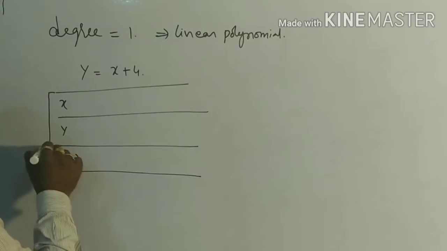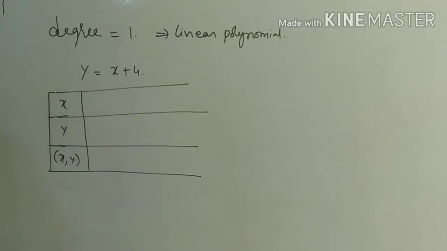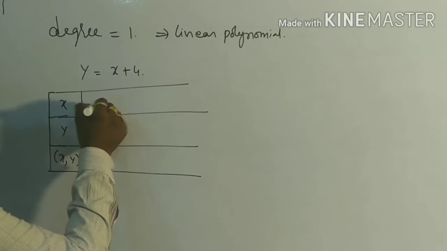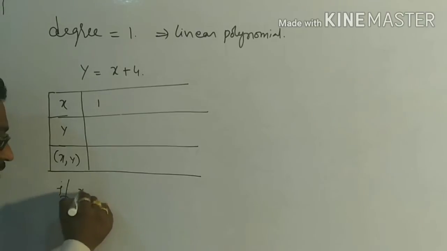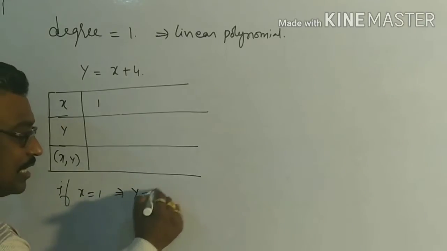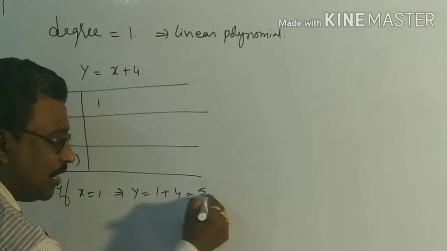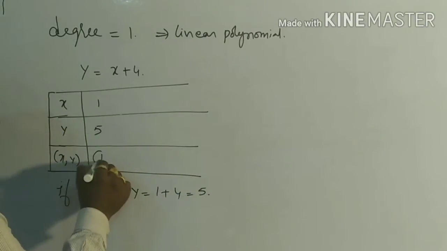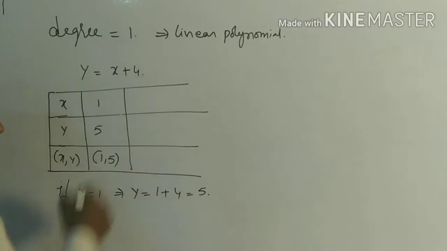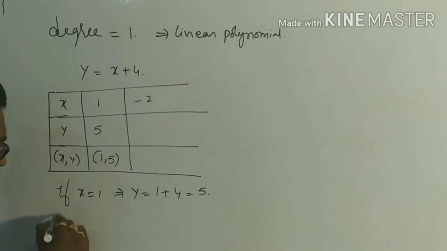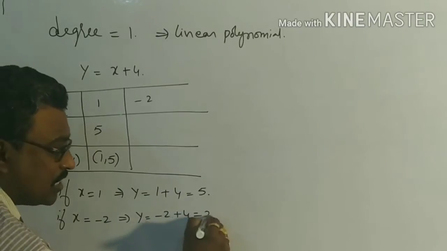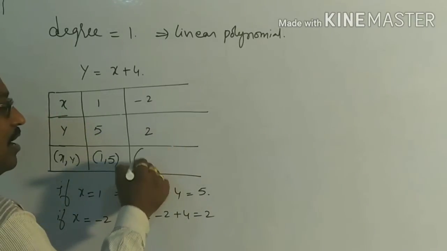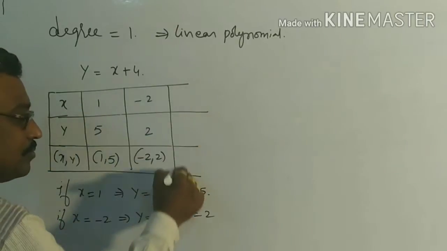Already in 9th class you learned this graph. Good. Now, I am taking x is equal to 1. Then y is equal to 1 plus 4, that is 5. So the ordered pair is (1, 5). If x value is minus 2, it's your wish, any value you can take, then y is equal to minus 2 plus 4, 2. So (minus 2, 2).